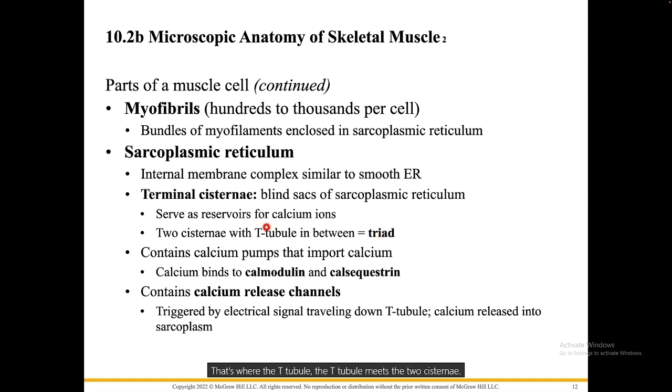That's where the T-tubule meets the two cisternae. Sometimes things have to be pumped because they're not going downhill. Remember that transport we talked about in the cells chapter. And so calcium has to be pumped into, it imports calcium. And we'll see that there's some hormone-like stuff that is involved to control this as well. Calcium can not only go into a muscle cell or a muscle fibril, it can leave. And it's going to have some channels that release the calcium. That calcium leaves the myofibril and goes through the fluid around it.